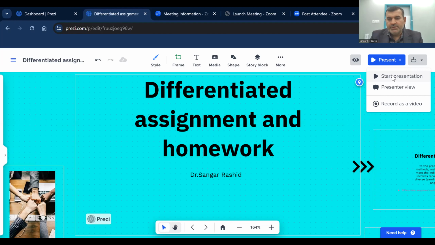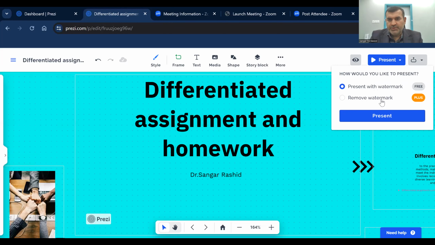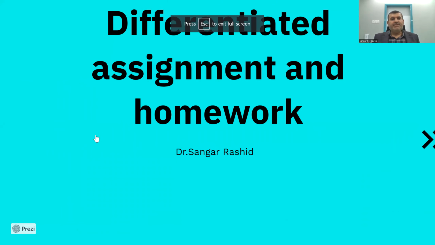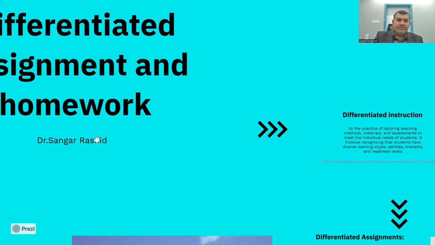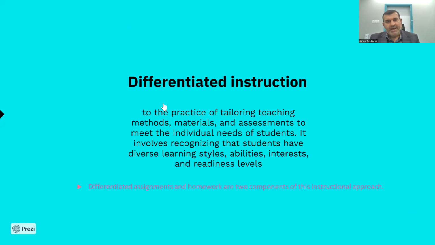I will start with the first one, which is differentiated homework, and let me share with you so that after sharing, we can understand it much more easily, hopefully. So now, differentiated assignment and homework, what does it mean? In order to understand this one, we need to understand this term, which is differentiated instruction.